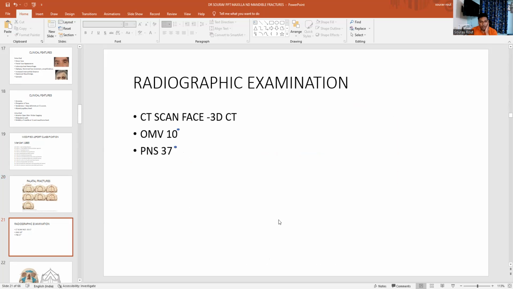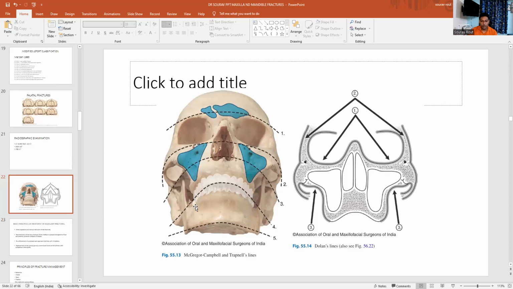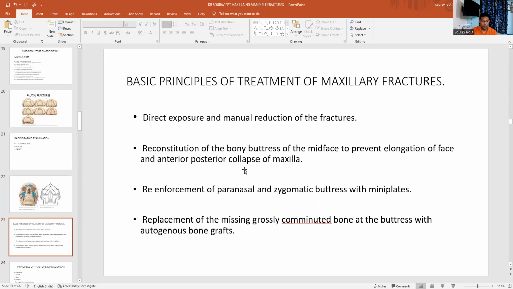Now coming to radiographic examination. Radiographic examination of the Le Fort maxillary fractures can be done by CT scan, 3D face, which is the gold standard, or it can be the occipitomental view at 10 to 30 degrees, and the paranasal sinus view at 37 degrees. We can visualize the fractures of the maxilla. Now these are the lines we can see from the radiograph: 1, 2, 3, 4, and 5. The fifth one is known as Trapnell. The other four are known as McGregor lines. We can see the Dolan line when you have a Pierre view.